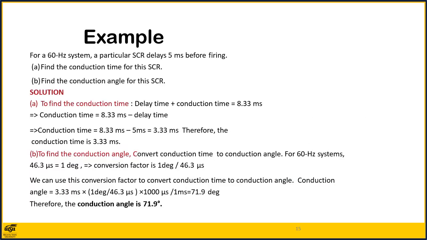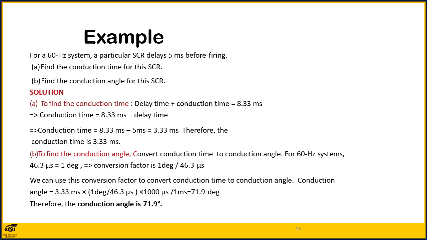Looking at an example, for a 60 Hz system, a particular SCR delays 5 milliseconds before firing. Find the conduction time for the SCR and find the conduction angle for the SCR. The solution: to find the conduction time, use the equation delay time plus conduction time equals 8.33 milliseconds. Rearranging, we get conduction time equals 8.33 milliseconds minus delay time, and solving yields conduction time as 8.33 minus 5, or 3.33 milliseconds. Therefore, the conduction time is 3.33 milliseconds.